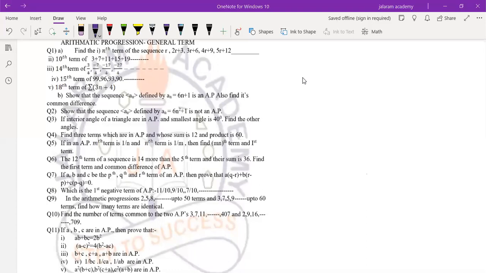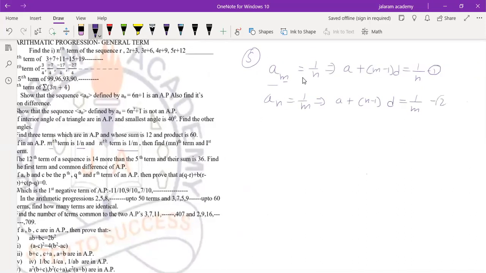So question number 5. If the mth term of an AP, denoted by a_m, equals 1 by n, that is, the mth term means, you know the formula for the nth term is a plus n minus 1 d. So the formula for the mth term will be a plus m minus 1 into d, which will be equal to 1 by n. Okay. And the nth term is 1 by m. It is given that the nth term is 1 by m. It means a plus n minus 1 into d equals 1 by m, which is equation number 2.